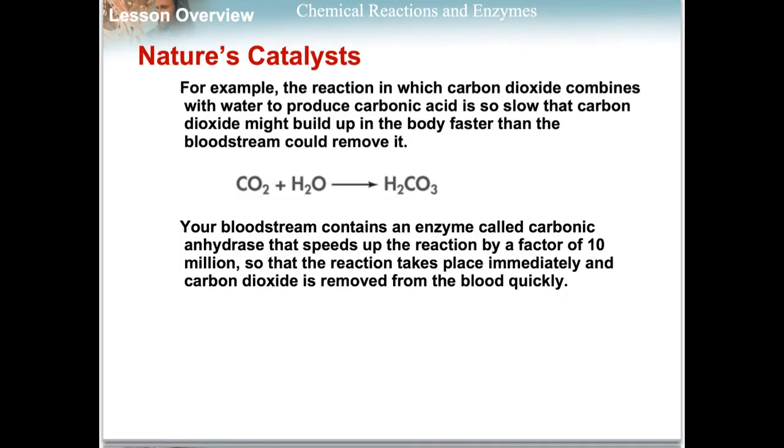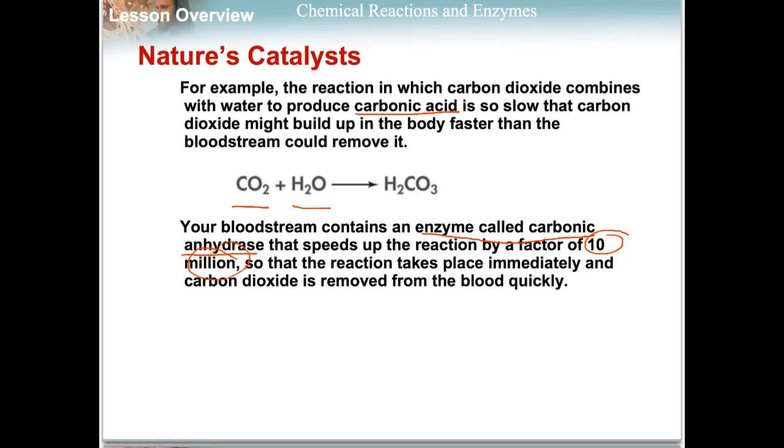Let's return to our example of chemical reaction involving carbon dioxide and water in our blood. We know that carbon dioxide is produced as a result of respiration, and so the more you exercise, the more carbon dioxide you have produced, and your body needs to rid itself of this compound. And so in your blood, carbonic acid is going to be produced. In this case, carbon dioxide plus water is going to form carbonic acid. This particular reaction is aided by the enzyme called carbonic anhydrase. This is going to change the rate of this reaction by a factor of 10 million.